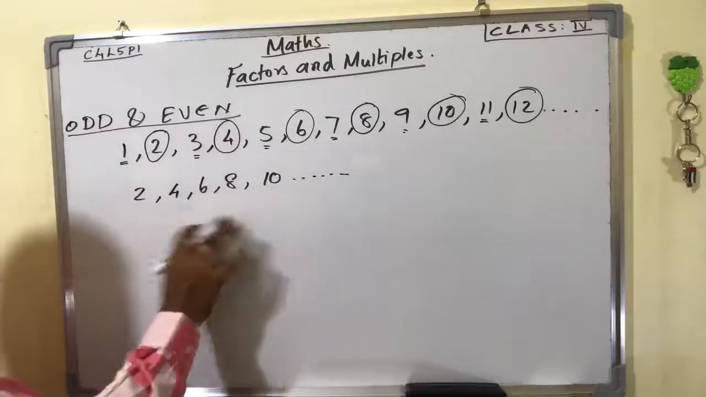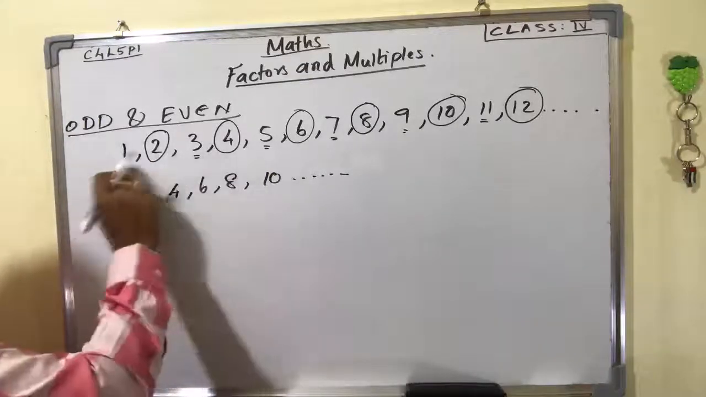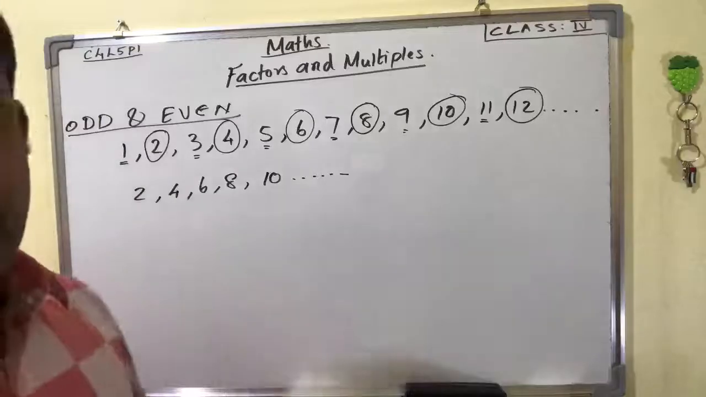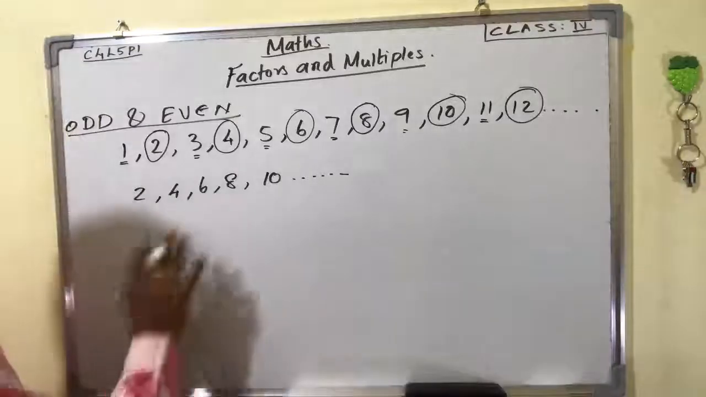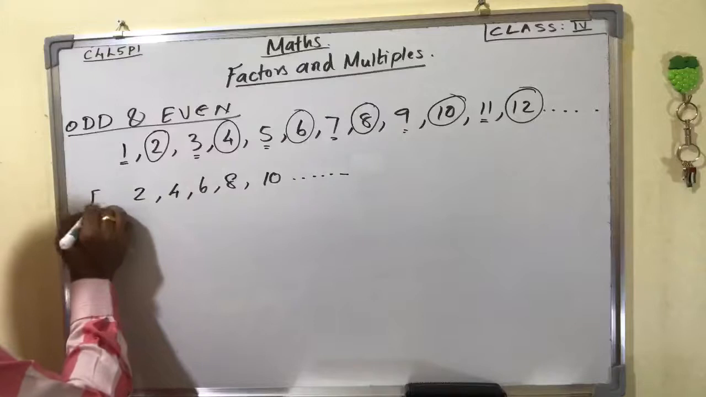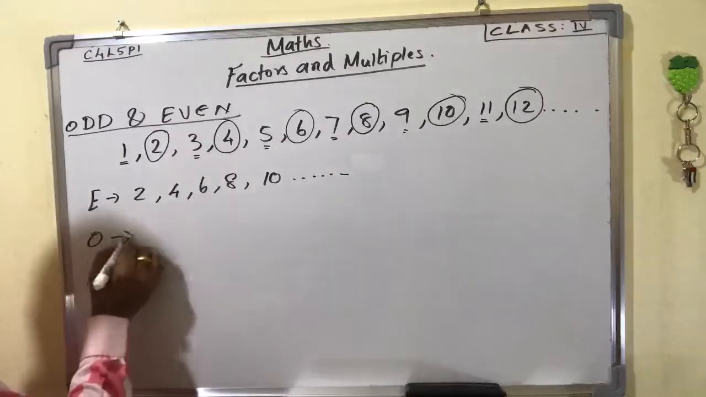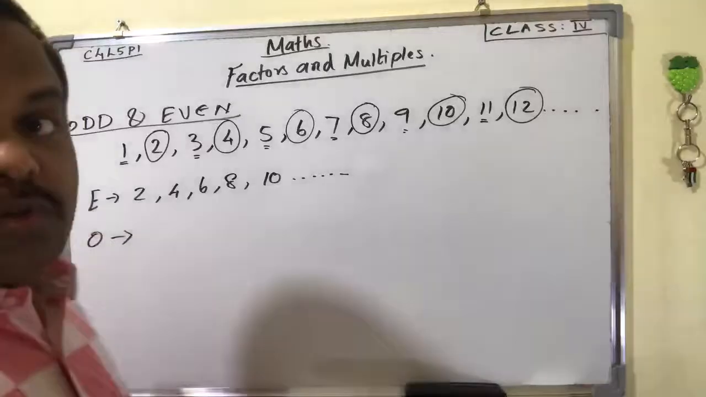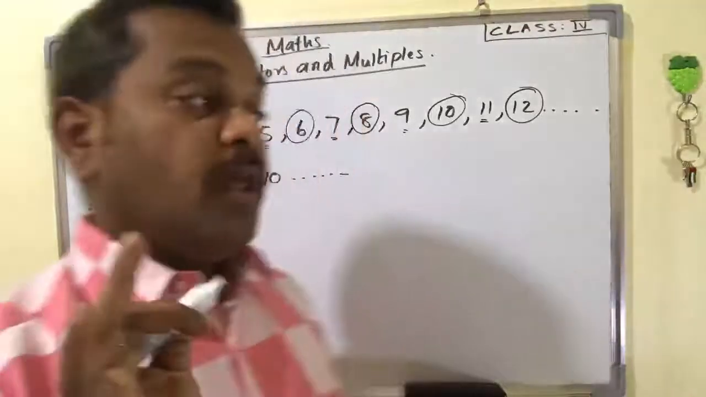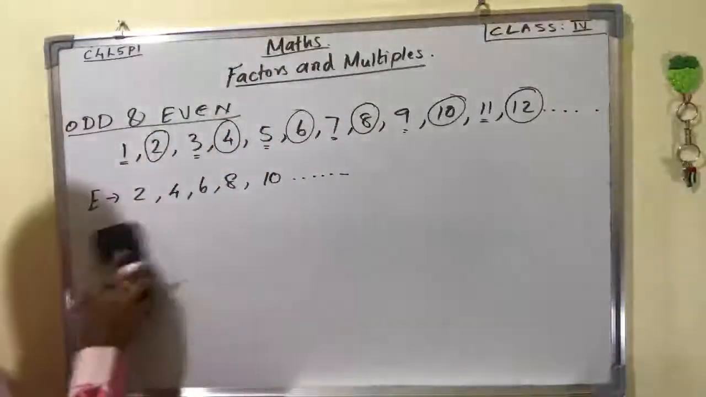Understood? Odd number means it is not an even number. Even number means it is a multiple of 2. Odd number means if it is not a multiple of 2, we can say it is an odd number. And one more thing about even numbers I will explain.